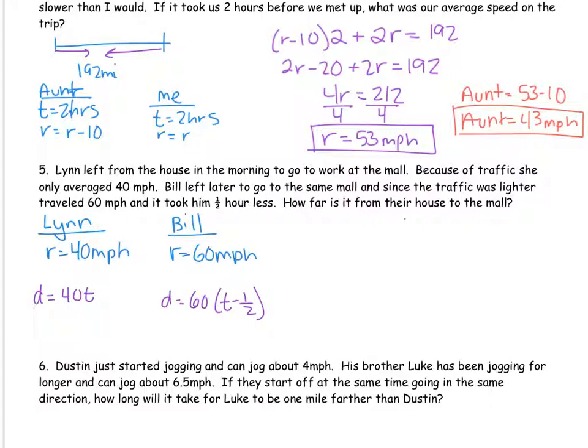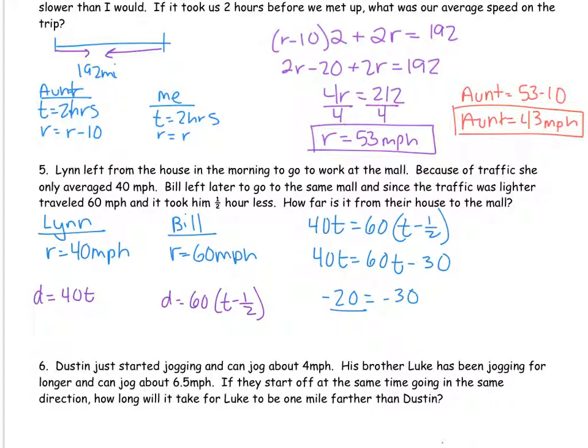Now again, because they're both starting at the same place and driving to the mall, their distances are going to equal each other. So I can go ahead and write my equation as 40t equals 60 times t minus 1/2. So now I'll just go ahead and distribute. 60 times 1/2 is going to be 30. Variables to one side, numbers to the other. And I'm going to get t is 3/2 or 1.5 hours.